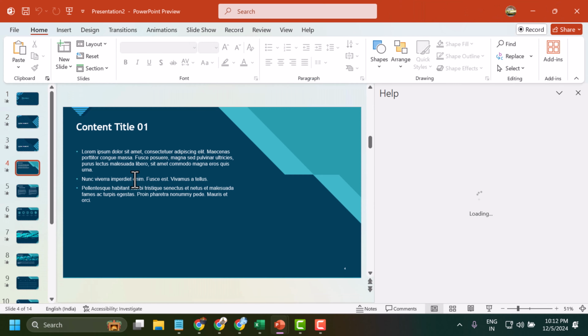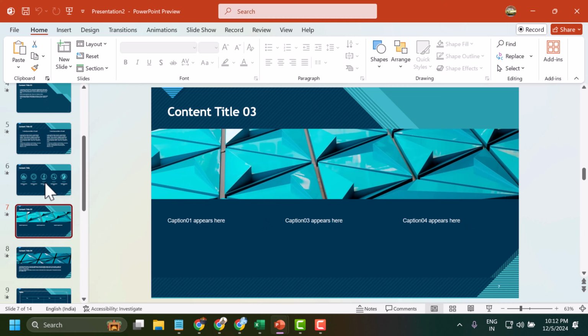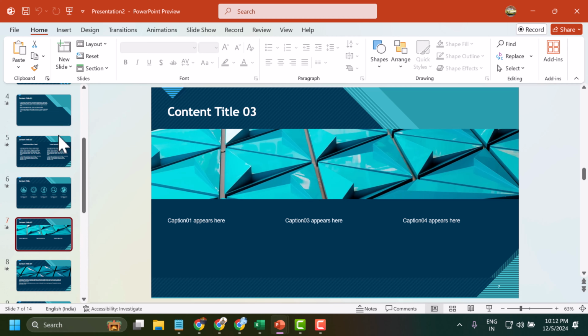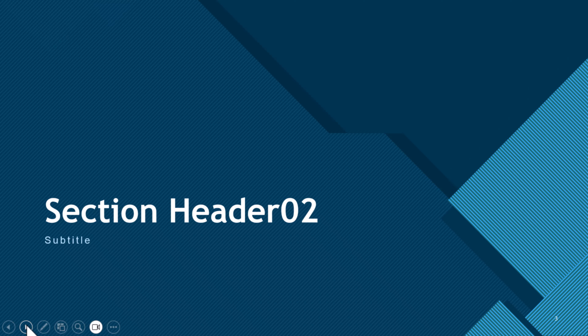Now it's ready to use. Just make changes. To see the preview, click here. Also, you will see this information what you need, like section header, title and subtitle.